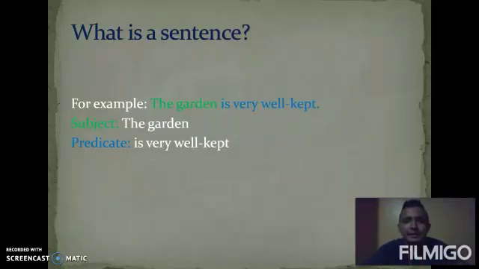A sentence is a group of words that is made up of a subject and a predicate that express a statement with a complete meaning. For example, the garden is very well kept. We have a subject and a predicate, and it expresses a complete meaning.